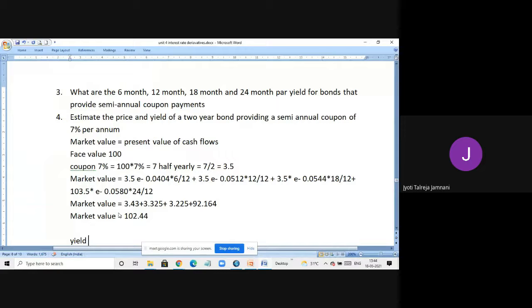So bond yield is nothing but, I'll just write the definition here. Bond yield is that rate at which the present value of cash flows is equal to the market value of the bond.